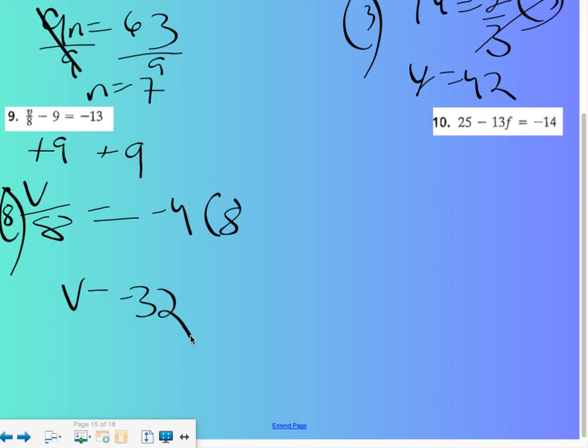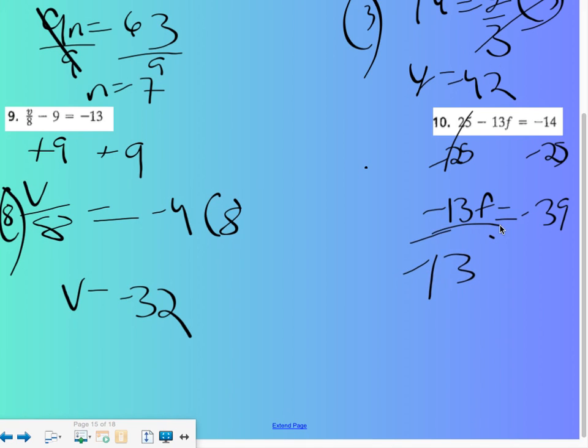All right, last one. We want to subtract 25 from both sides to make this go away here. So we have negative 13f equals negative 14 minus 25. So add them up and keep the sign. So negative 39. Now we want to divide both sides by negative 13 because that goes to 1. And we get f equals negative divided by a negative, so a positive 3.